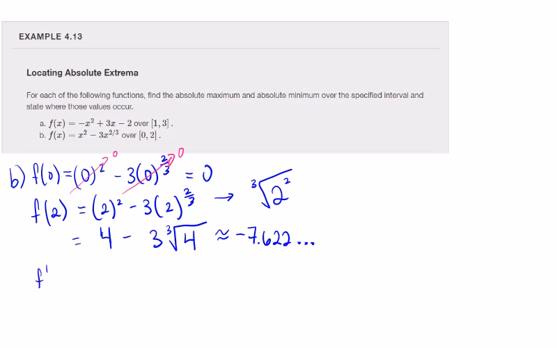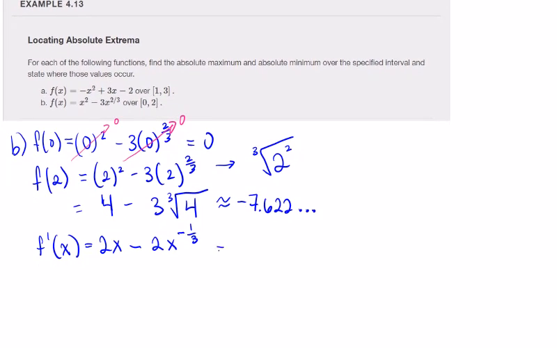So I'm going to find the derivative and then set it equal to 0. The derivative would be 2x minus, and here, the derivative of x squared is 2x. The derivative of negative 3x to the 2/3 power: I'm going to multiply by 2/3. So 2/3 times 3 is 2x to the, and then I subtract 1 from 2/3, so it'll be negative 1/3, right? Okay, and so I can rewrite this as 2x minus 2 over the cube root of x.